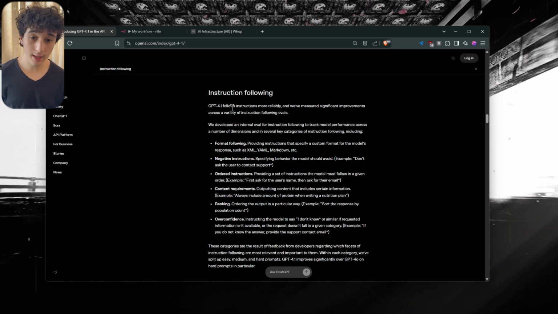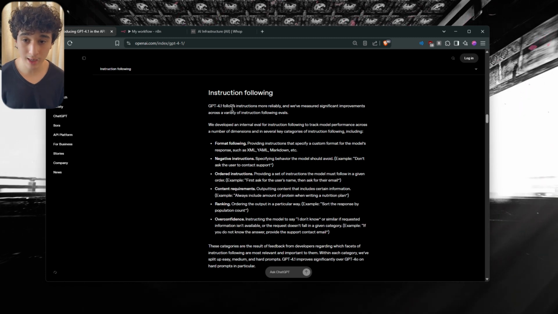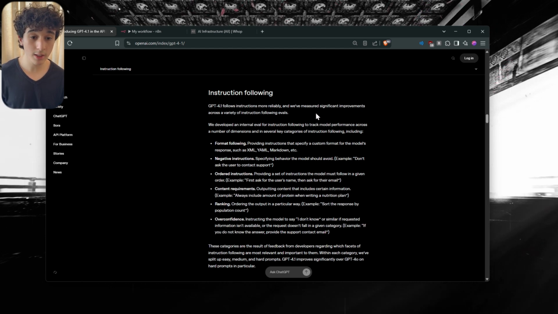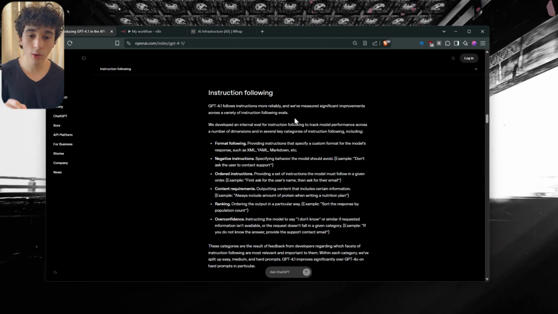Now, this one I think is the most impressive one because it literally highlights all the problems we had with previous LLMs when building AI agents and prompting AI agents. Just starting over here, GPT 4.1 follows instructions more reliably, and we've measured significant improvements across a variety of instruction following evals.